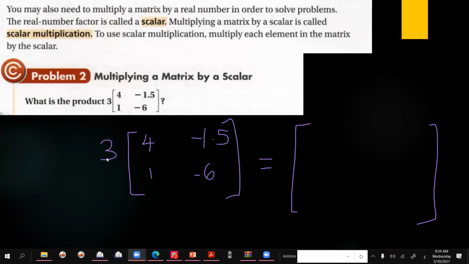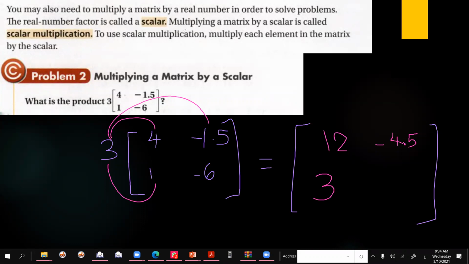Here, you have to multiply 3. This is 3, okay? You have to multiply it by 4. So how will it be now? 3 times 4 is 12. Then 3 times negative 1.5, which is negative 4.5. Then 3 times 1, which is 3. And then 3 times negative 6, which is negative 18.